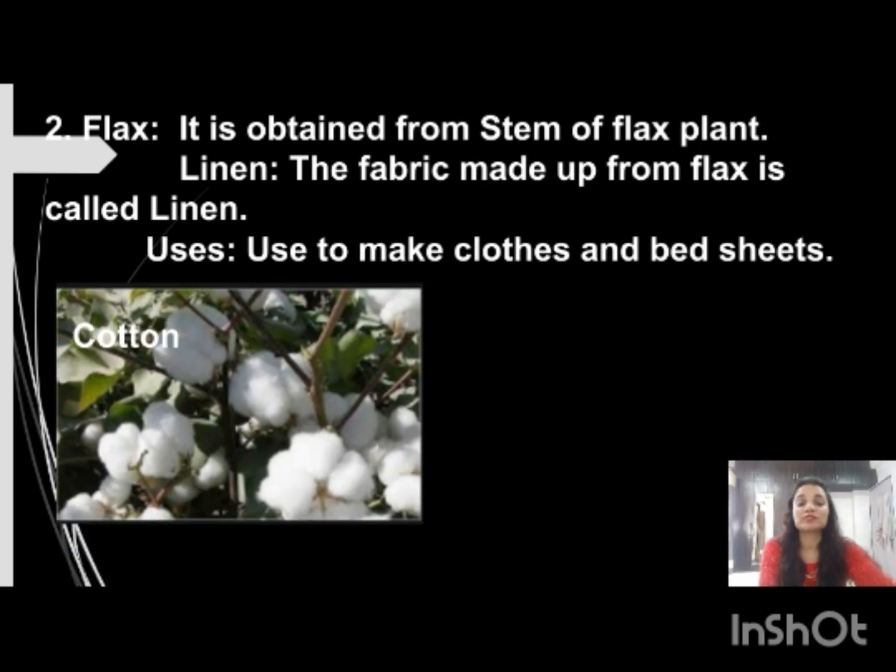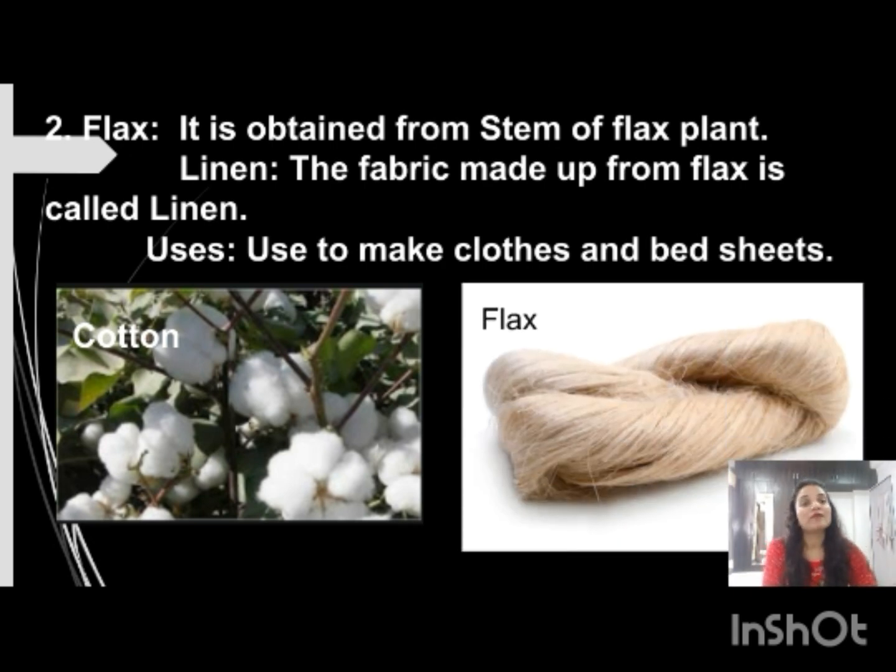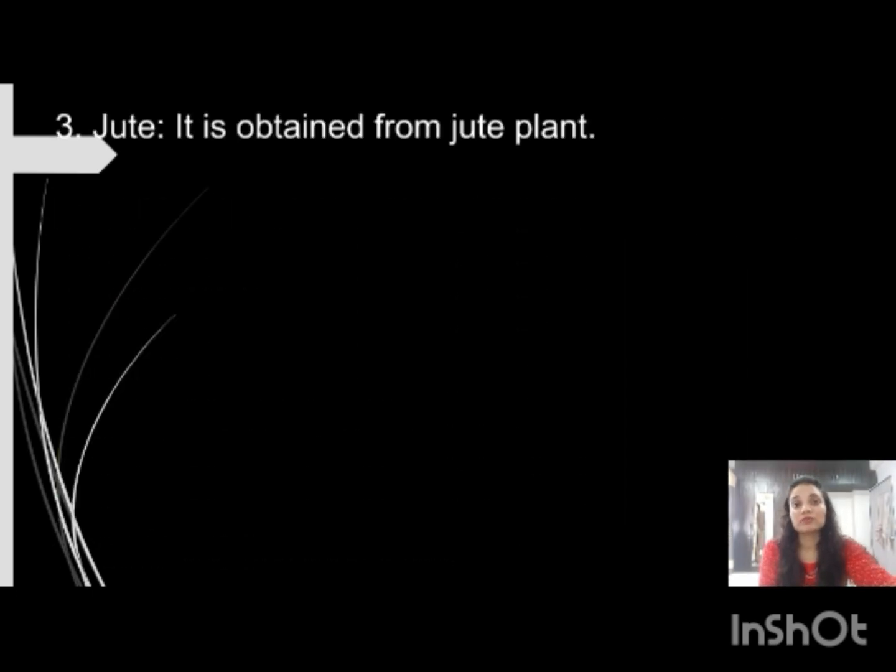This is the cotton. Here you can see the white color cotton balls. In this cotton there are black color seeds. They are not visible, but we have to use a comb-like structure for the ginning. And second is flax. This is flax. This is the fiber which is obtained from the flax stem. It is linen.